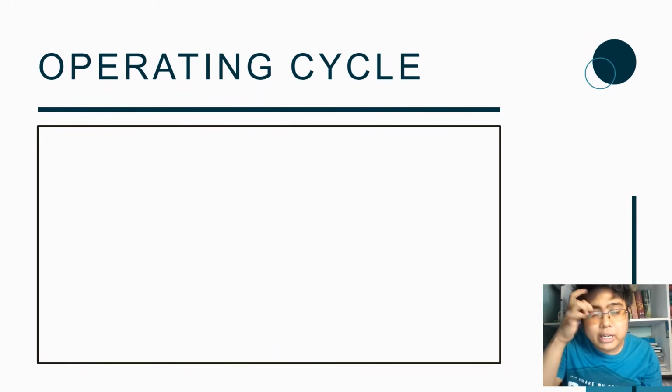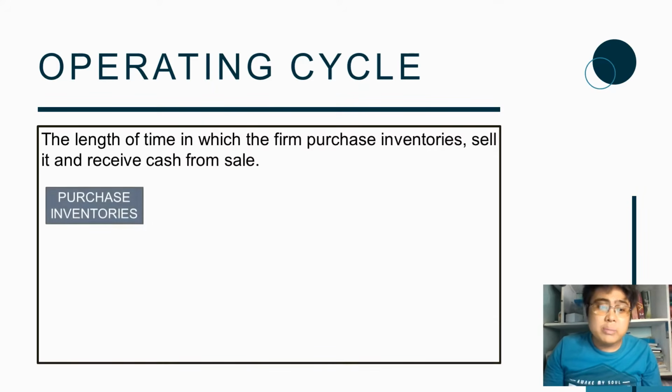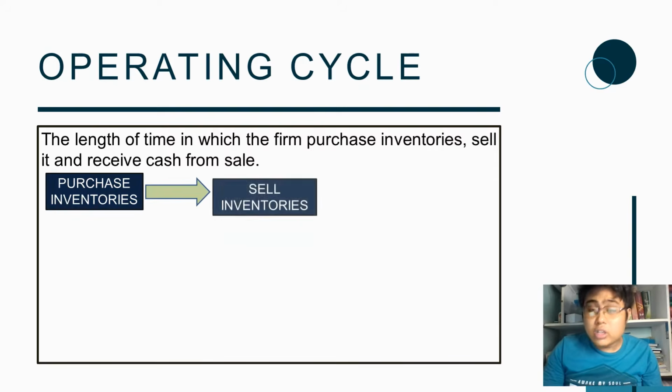Let us discuss operating cycle and cash conversion cycle. Operating cycle is the length of time between purchasing an inventory, selling it, and receiving cash from the sale of those inventories. Kaya tinawag na operating cycle ang operating cycle because generally it represents the operations of a business. Assuming merchandising business ka, ano ba ang nature of operations mo? Diba ang nature of operations mo ay buy and sell. So, ibig sabihin, you will purchase inventories, then later on, you will sell it.